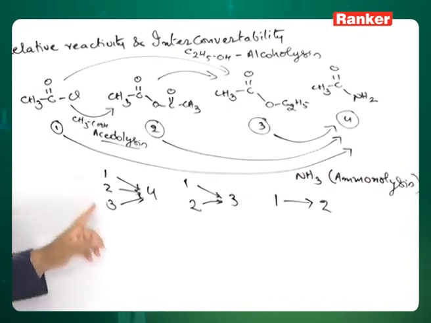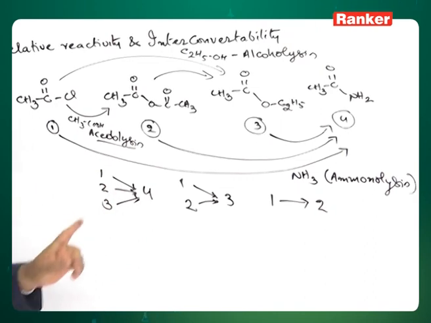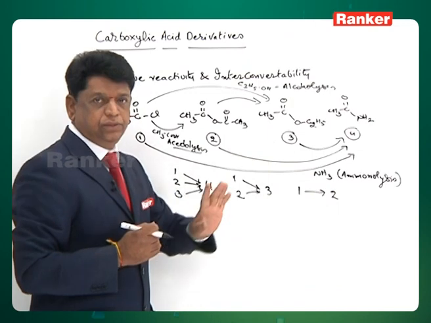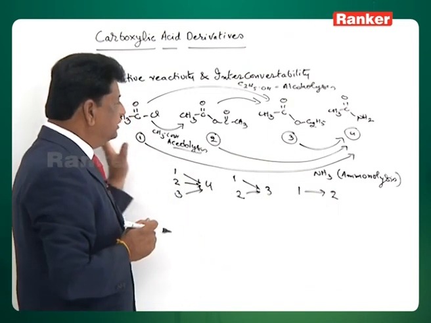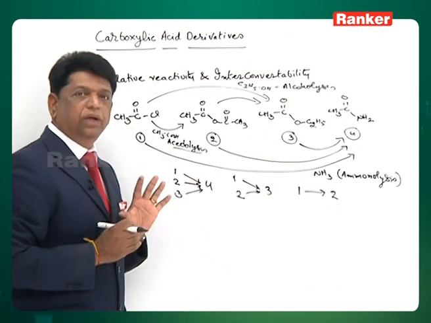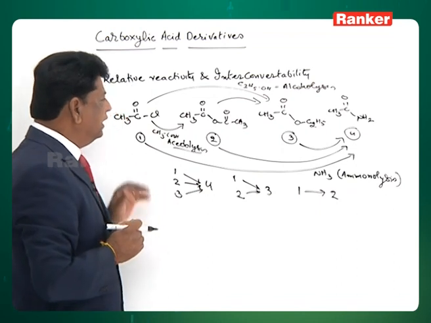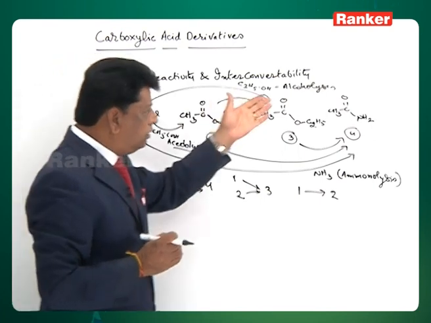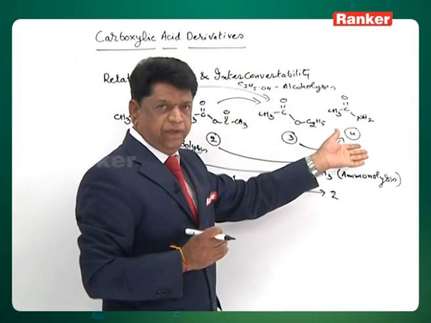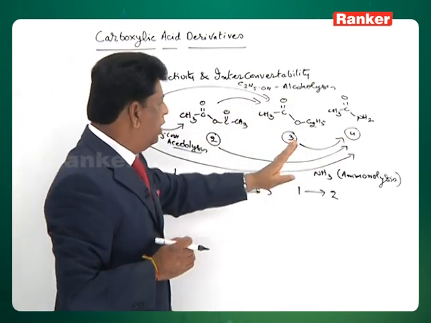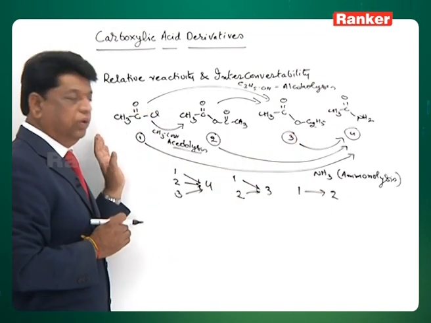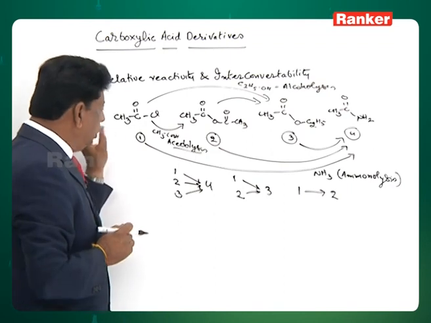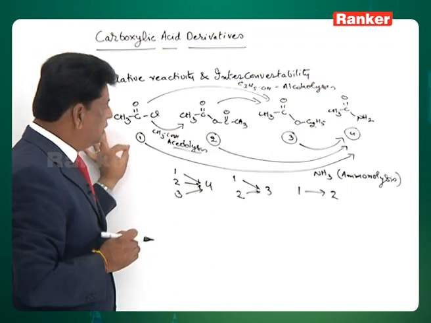So, 1, 2, 3 undergo ammonolysis, 1, 2 undergo alcoholysis, and 1 undergoes acidolysis. So, the question can be framed: which of the following undergoes ammonolysis? That means 1, 2, 3 undergo. 4 will not undergo ammonolysis, because only the derived compounds undergo it. Similarly, which of the following undergoes acidolysis means only 1 undergoes acidolysis to give the 2.